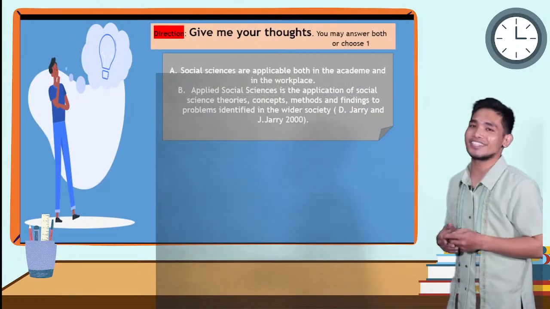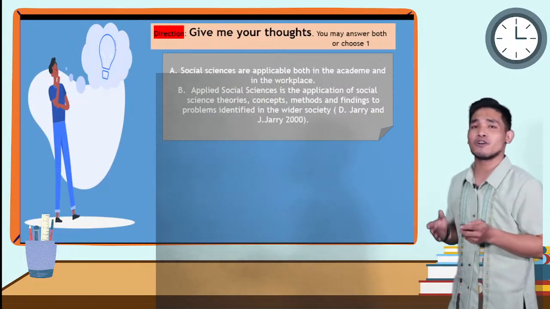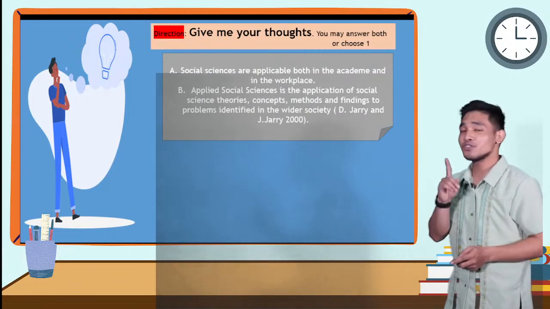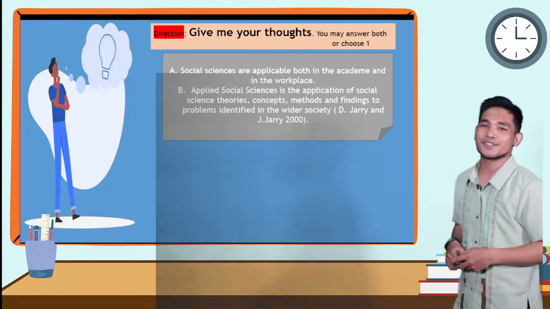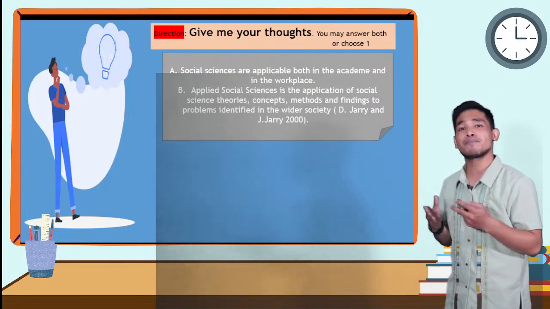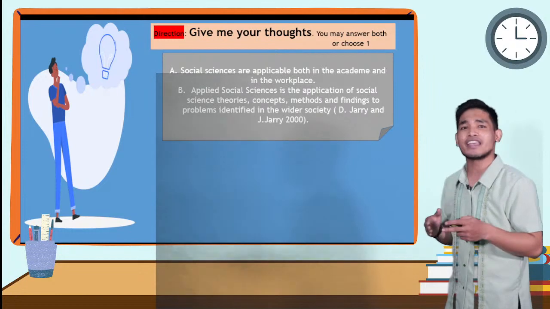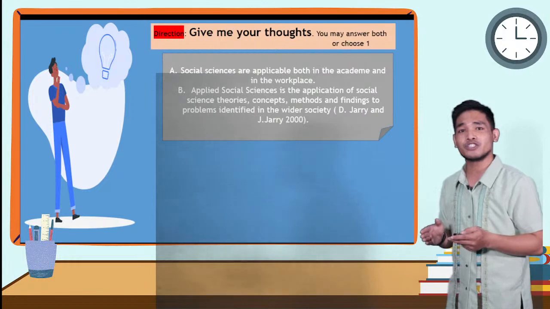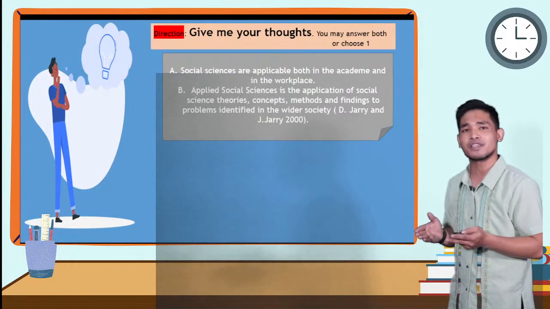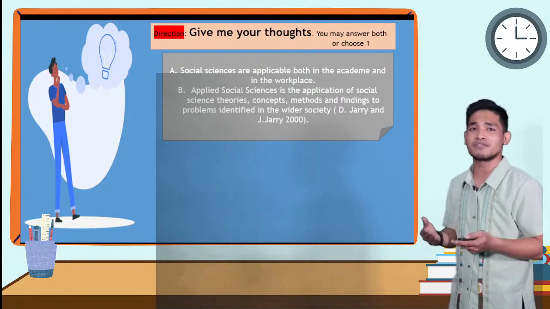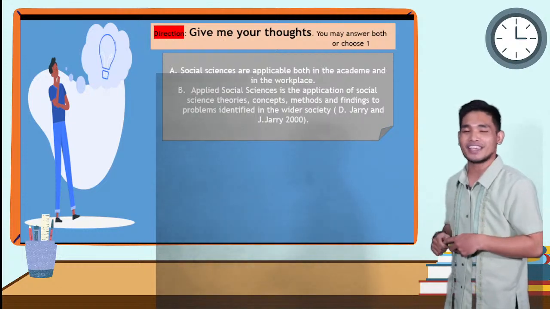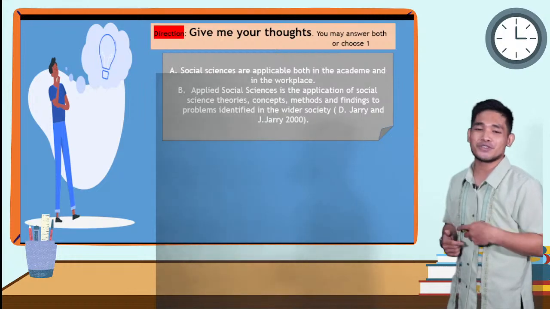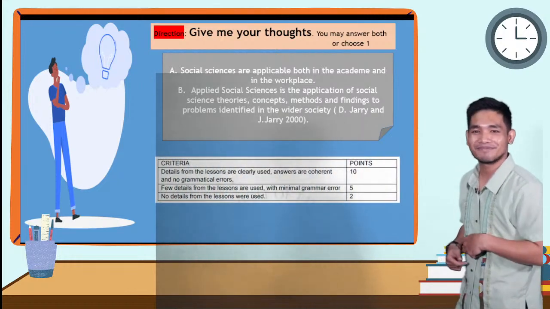So let's proceed to this activity. This activity is what we call Give Me Your Thoughts. So here's the direction. You may answer both or choose one. Here are our topics. Letter A, social sciences are applicable both in academia and in the workplace. Letter B, applied social sciences is the application of social sciences theories, concepts, methods, and findings to problems identified in the wider society.